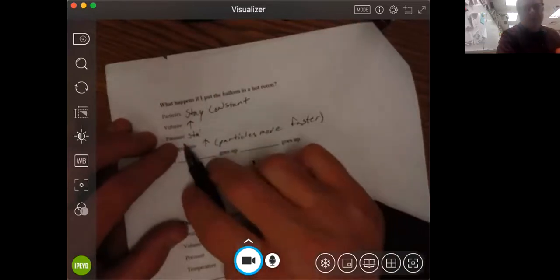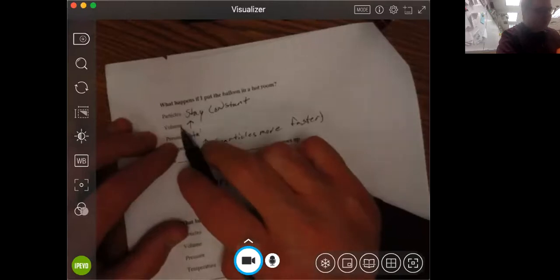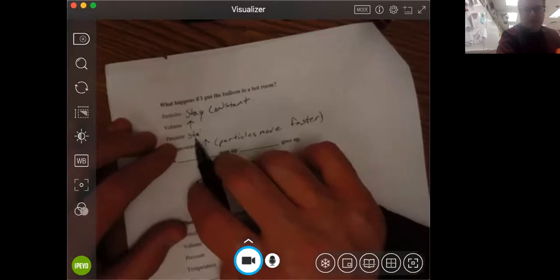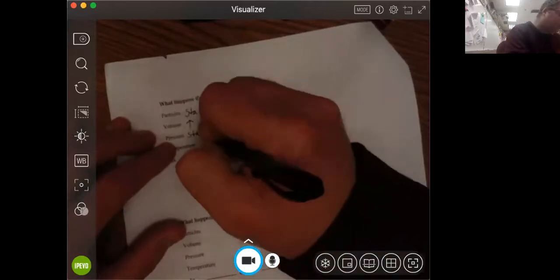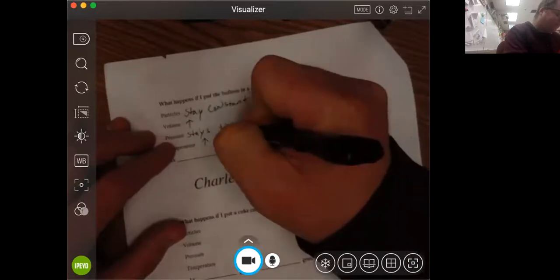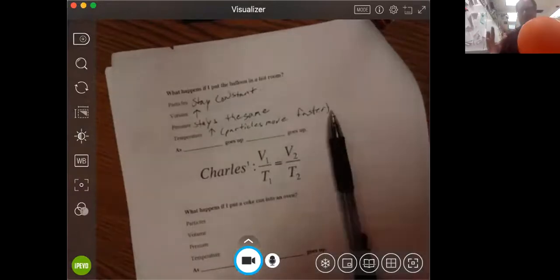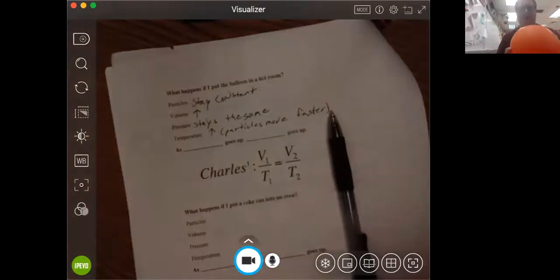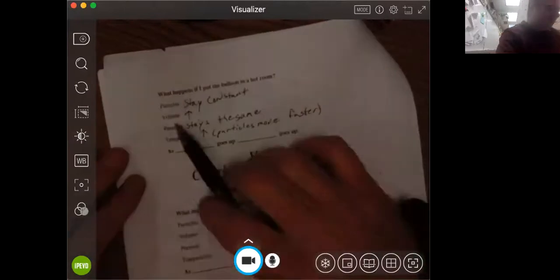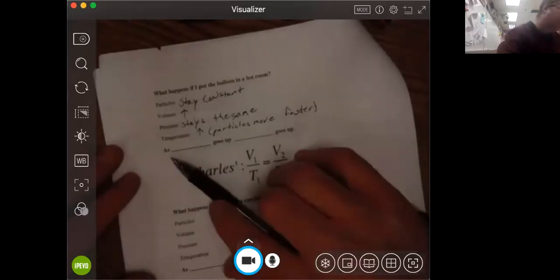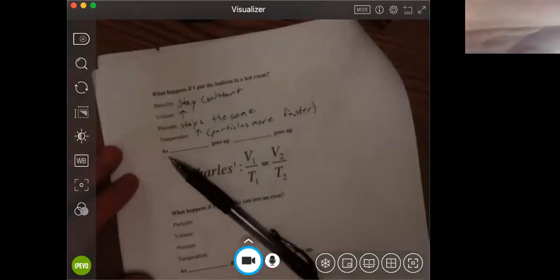The reason for that is if the container could not change, like the balloon could not get bigger, then the particles moving faster would hit the wall more often and it would increase the pressure. But the fact that the balloon can expand means it will expand until the pressure inside is equal to the pressure outside again. So that's the key. The fact that this is stretchy material and the volume can change means that the pressure will stay the same. And we know that too from yesterday.